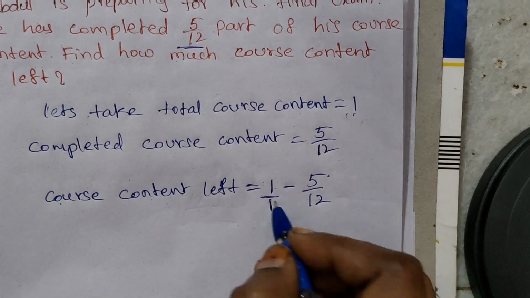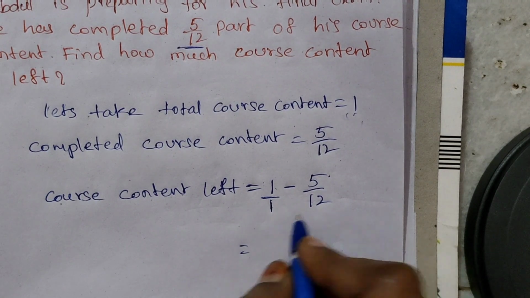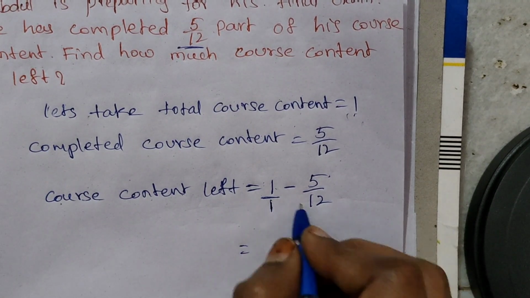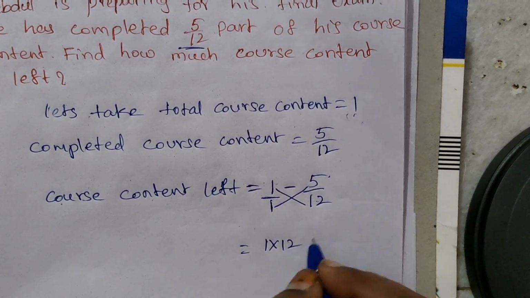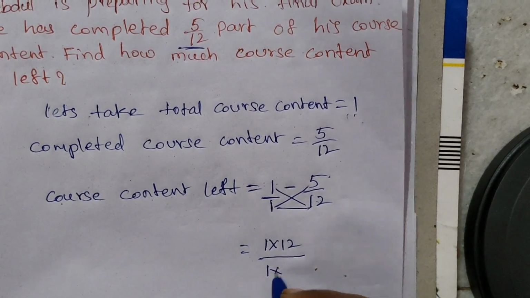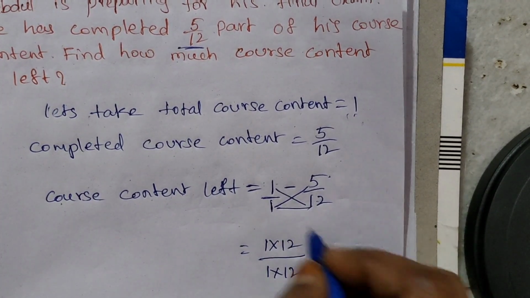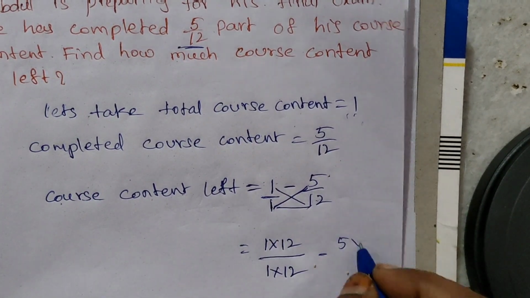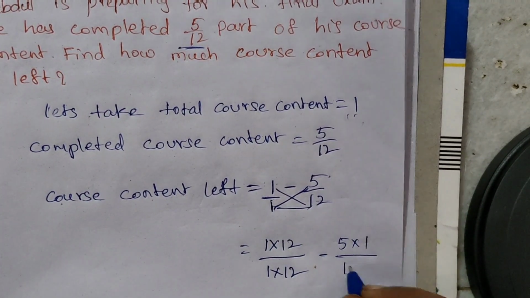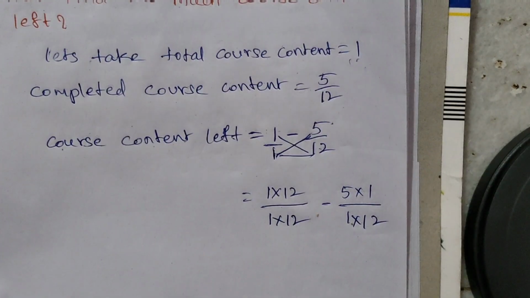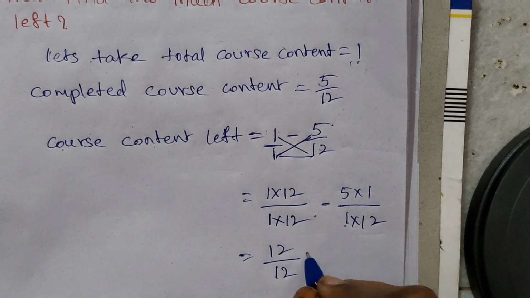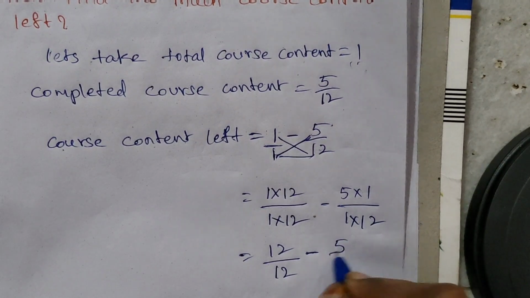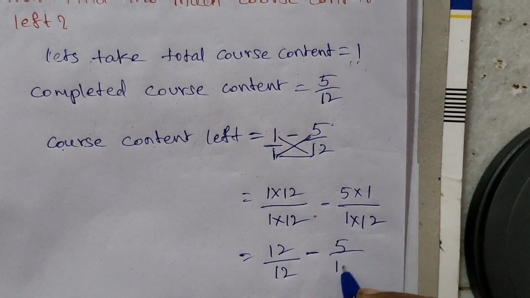Here, one by one, convert them into like fractions. So 1 into 12. Now multiply denominators: 1 into 12 minus 5 into 1. 1 into 12 means 12. Minus 5 into 1, 5. 1 by 1 into 12, 12.